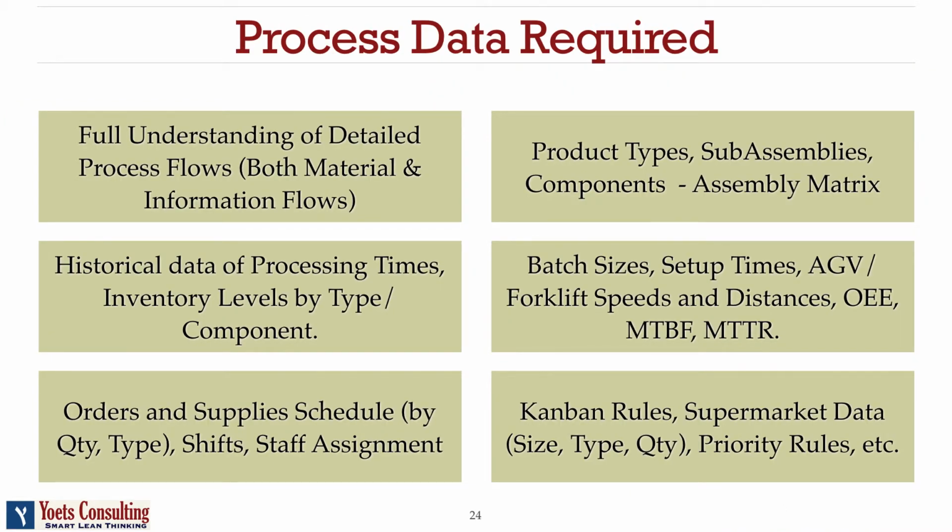Now, obviously, in this sort of project, we will need some data. And the sort of data that is required is around the detailed understanding of the process, of the material and information flows, detailed understanding of the product types and subassemblies, etc., historical data of processing times, inventories, batch sizes, setup times, equipment parameters such as OEE, MTBF, etc., orders data, demand data, and supplier schedules, shifts, staff assignments and schedules, Kanban rules, supermarket data, priority rules, etc. These are some of the things we consider to model.